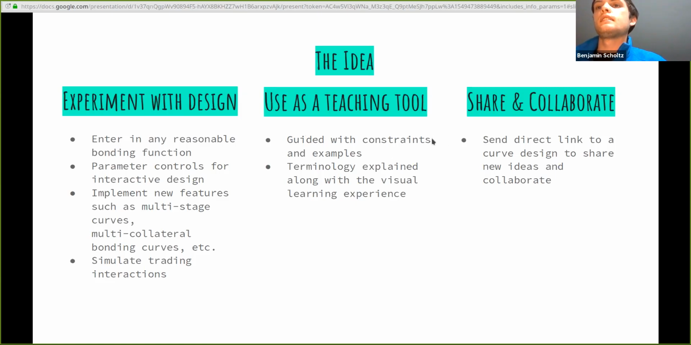The website, I think having terminology explained will help a lot as well, along with the visual learning experience. And also, when you're sharing and collaborating on bonding curve design, whether that's people saying, oh, look at this new curve that we've created, or this new feature, you could share it on Twitter or send a direct link to people within your team.